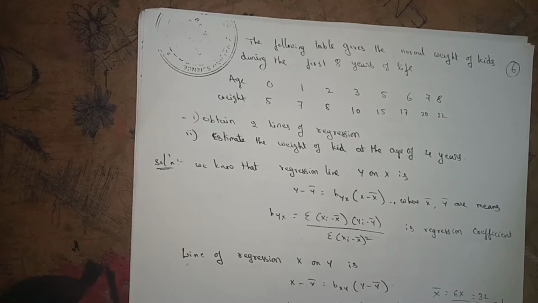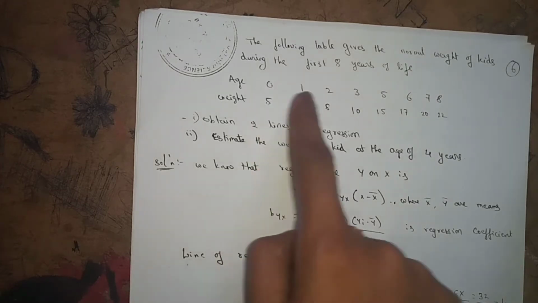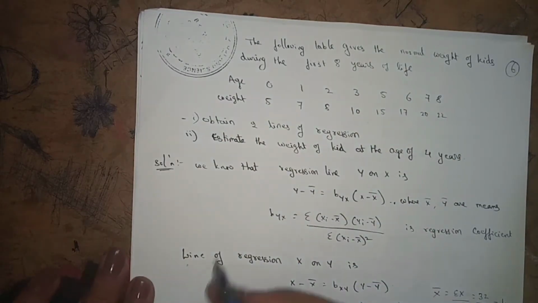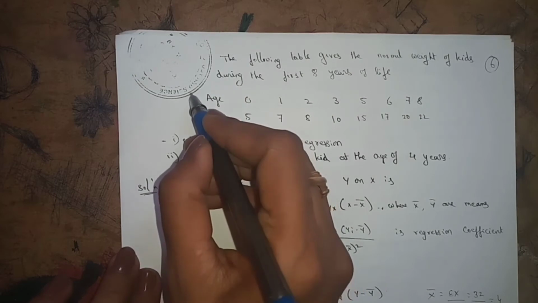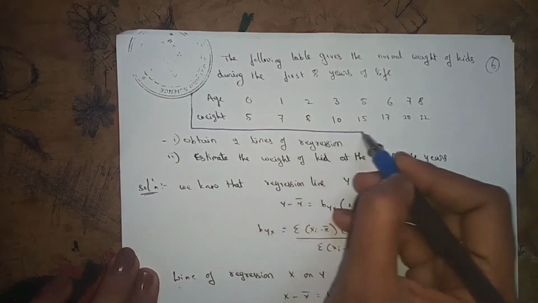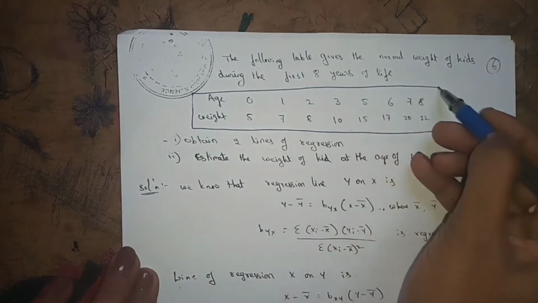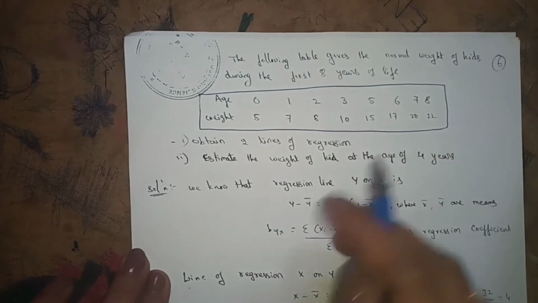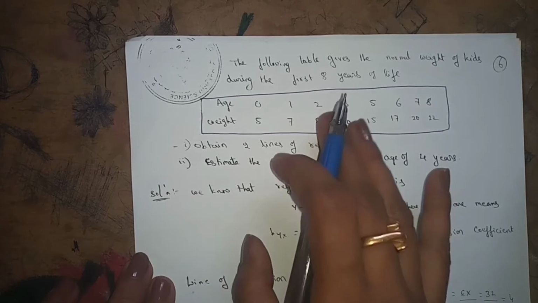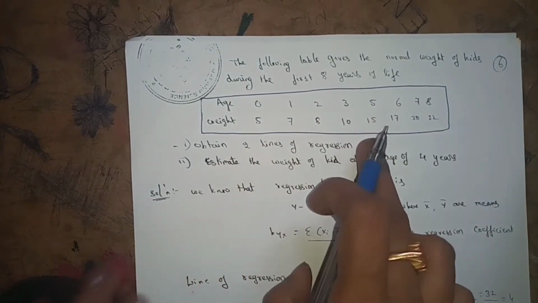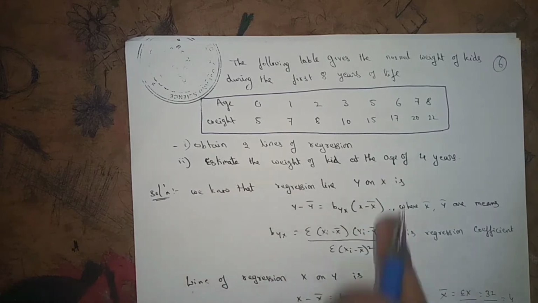Hello everyone, this is another type of problem in regression analysis. If table data is given like this, how do we find the regression lines x on y and y on x? If the two regression lines are given, we saw how to find bxy and byx. In the same way, if some data is given, how do we find the two regression lines?